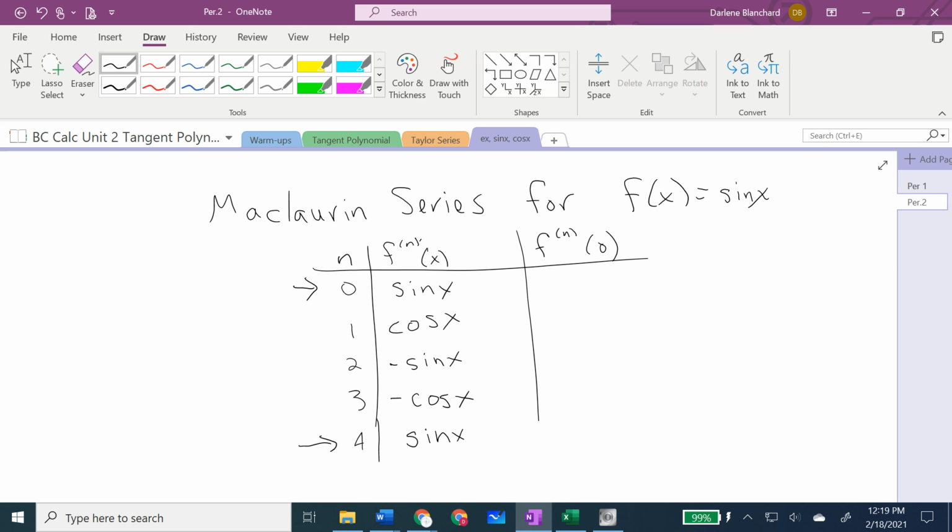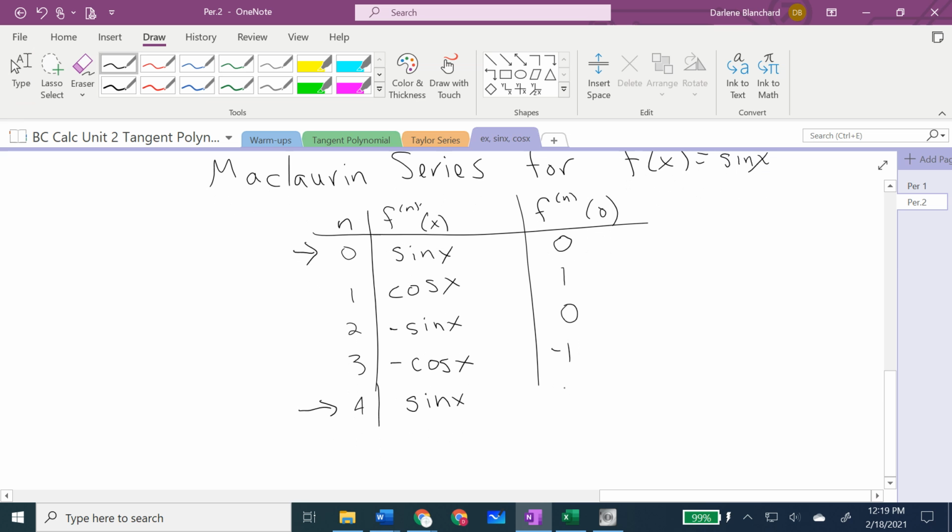So now let's plug 0 in. All right, plugging in 0. Sine of 0 is, checking chat, 0. What is the cosine of 0? 1. What is negative sine of 0? 0. What is negative cosine of 0? Negative 1. And then the pattern repeats. 0, 1, 0, negative 1.